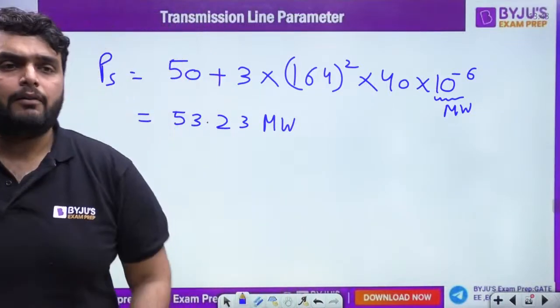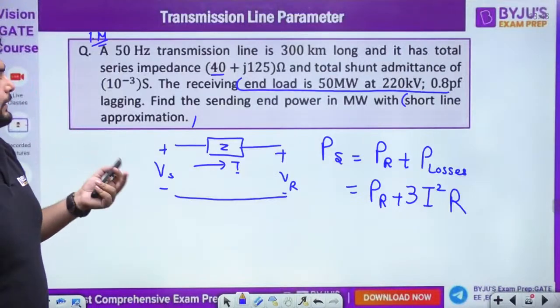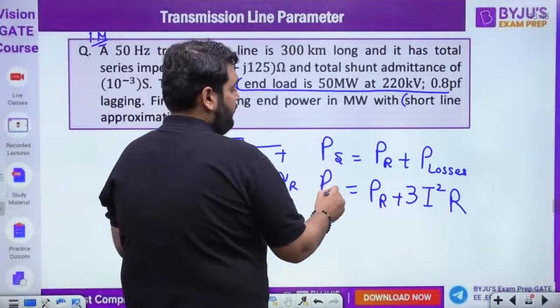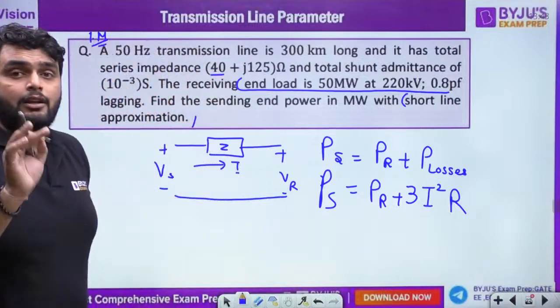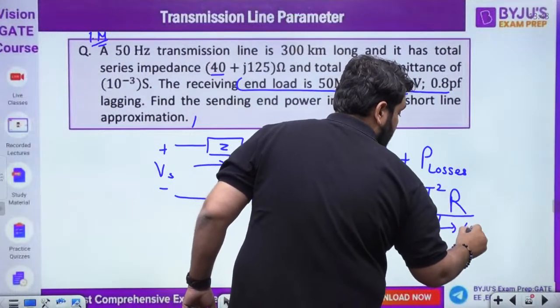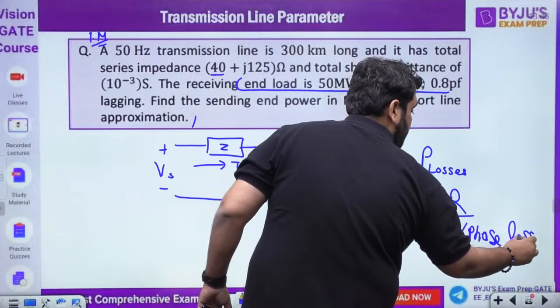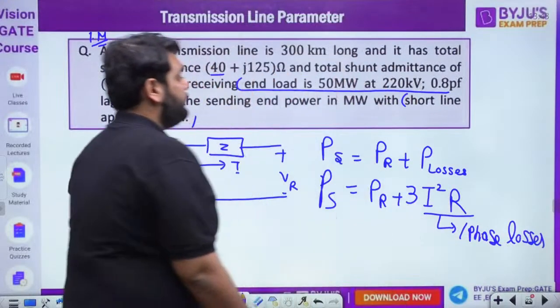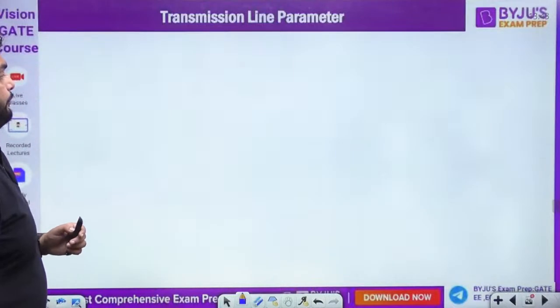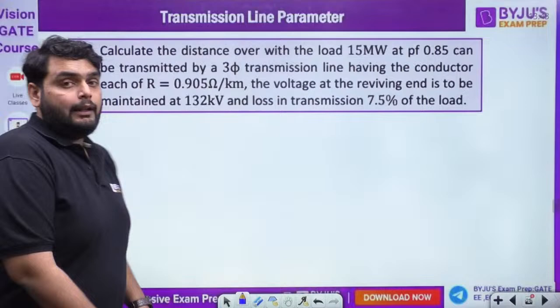So in case of power, we can directly apply this concept, that sending end power is receiving end power plus 3 times I square R. Always remember, I square R is the per phase losses. It is per phase losses. Okay? Understood? Correct. One second. Next one. Now try to solve this one.